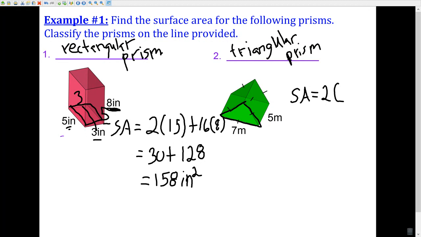Okay, so it looks like we're going to use the area of a triangle, right? If we're going to do that, we're going to need to find this for our right angle. Half of it would be 3.5, so I'm going to cut it in half. Oh, sorry, we don't need that. Actually we do need that, because we need to find the height there. And then this is 7. So we need to use the Pythagorean theorem to find the height.